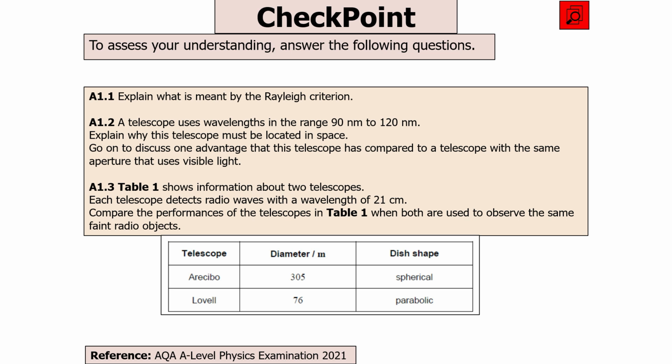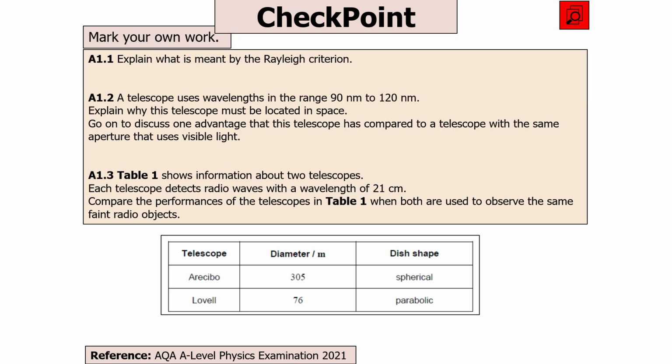Each telescope detects radio waves with a wavelength of 21 centimeters. Compare the performance of the telescopes in table 1 when both are used to observe the same faint radio objects. So pause the video now, then unpause the video when you want to go through your answer.